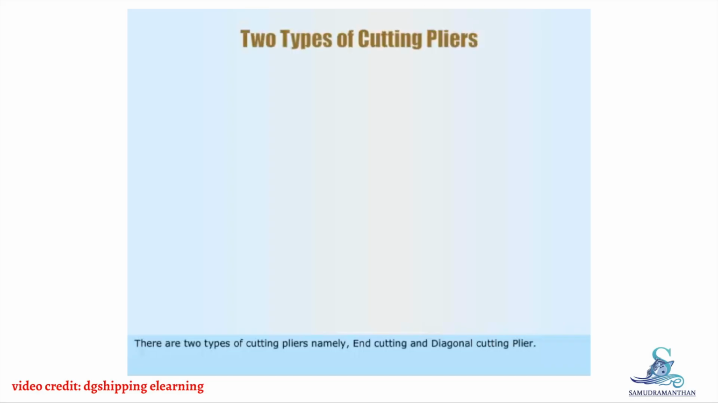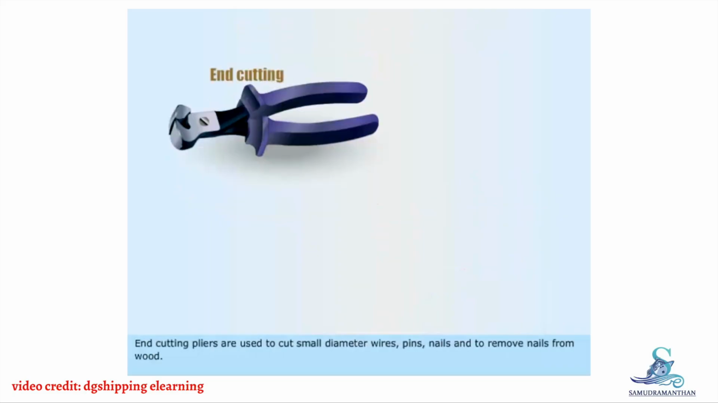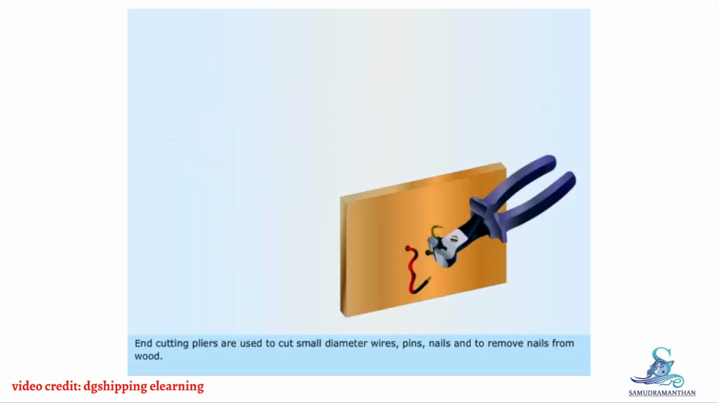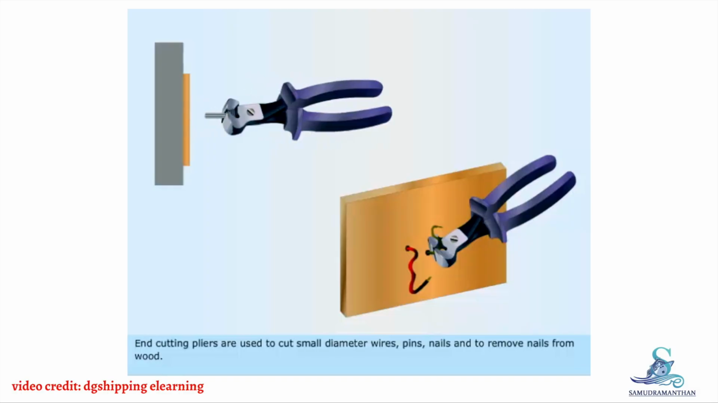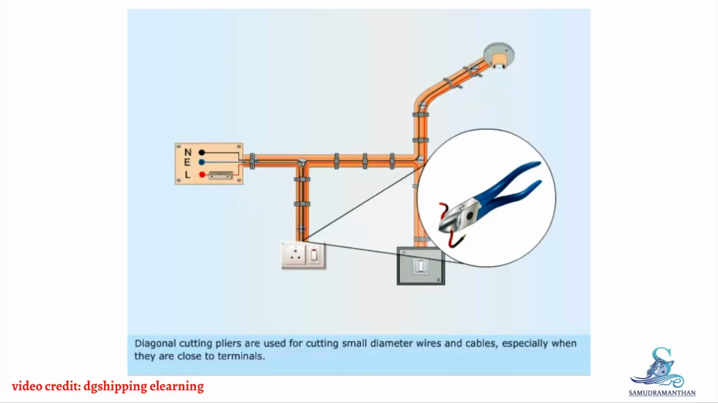There are two types of cutting pliers, namely end cutting and diagonal cutting plier. End cutting pliers are used to cut small diameter wires, pins, nails, and to remove nails from wood. Diagonal cutting pliers are used for cutting small diameter wires and cables, especially when they are close to terminals.